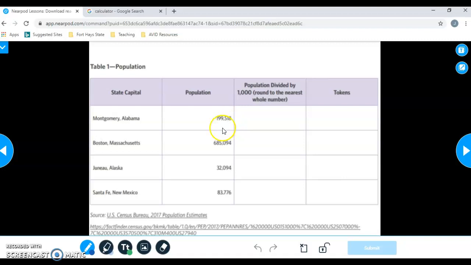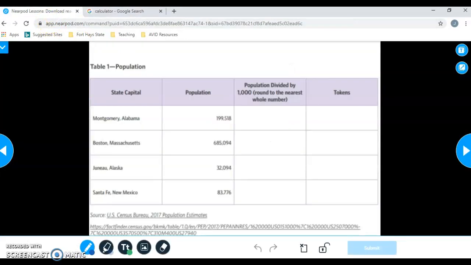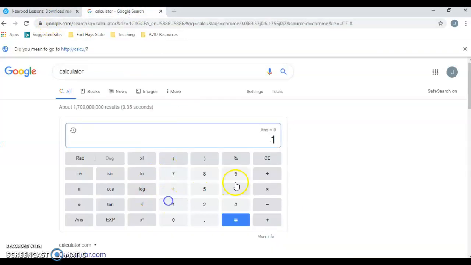So Montgomery, Alabama's population is 199,518. So I'm going to go to my calculator, which it says you can use, and I'm going to put 199,518. And I'm going to divide that by 1,000.